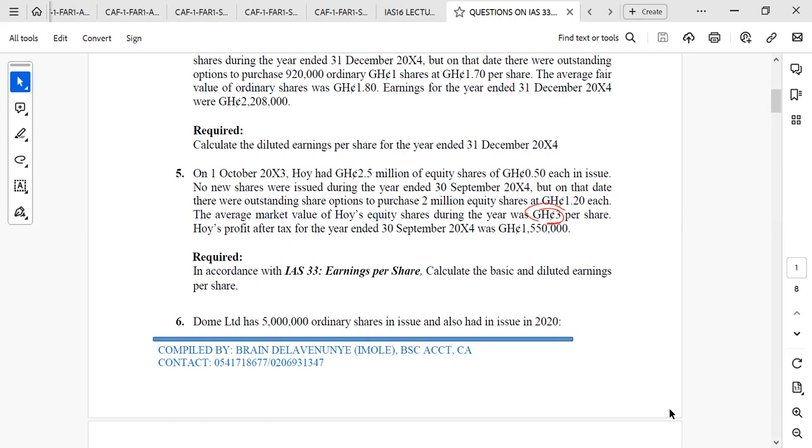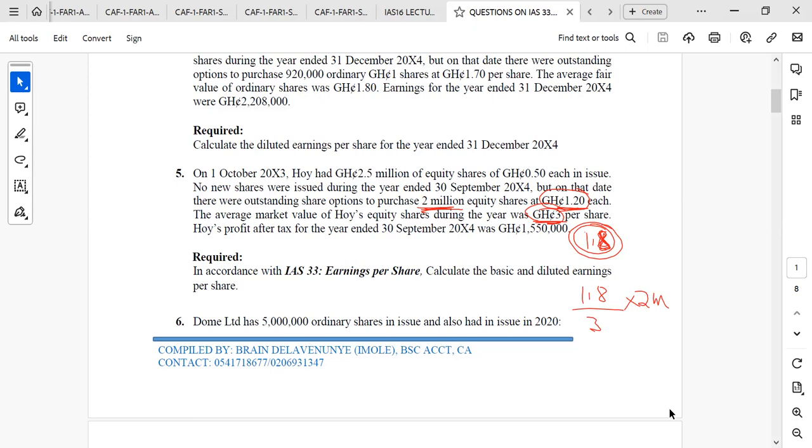Yes. But how much are they going to buy the option at? 1.2. So it means that there will be a bonus. There will be a bonus of how much? 1.8. So if you are buying at 1.2, it means we are giving you a bonus of 1.8. What portion of this option is representing the 1.8? We do the 1.8 divided by the market value multiplied by the 2 million. That will be the bonus issue from the option.